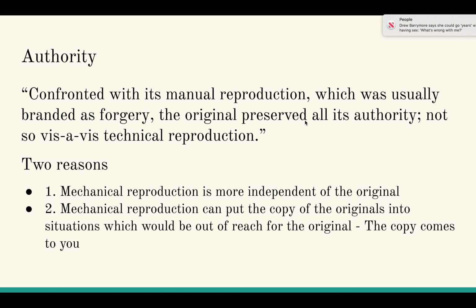So what he's saying here is that even when you have a forgery, specifically a handmade forgery of a great painting like the Mona Lisa, let's say we had a forgery instead of the toilet paper, the Mona Lisa still maintains all its original authority. This isn't the case with technical reproduction, right?